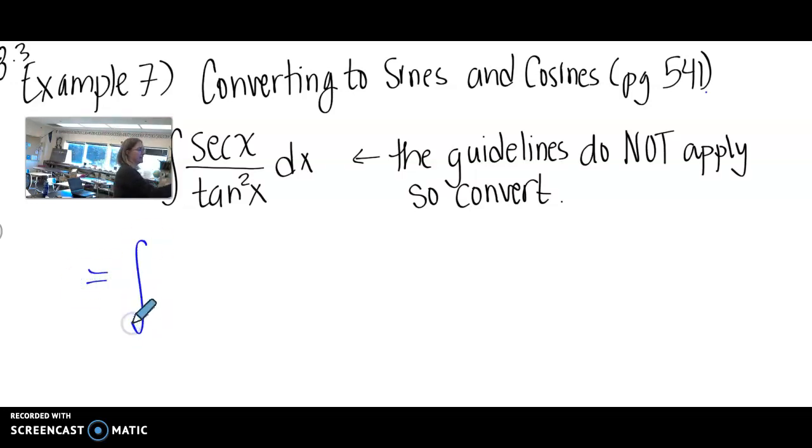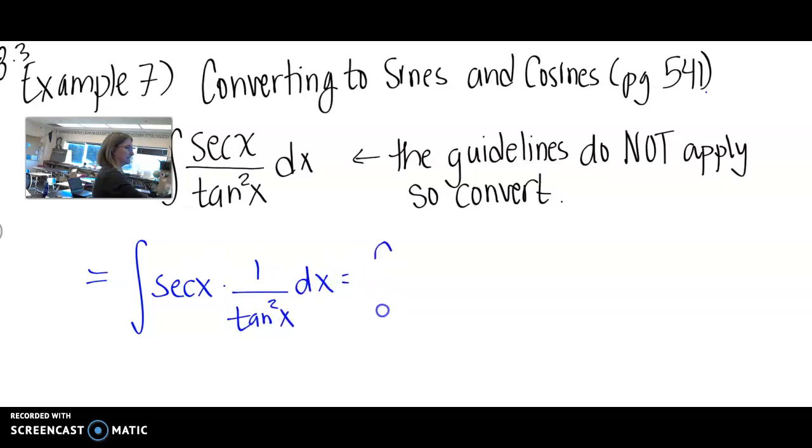integral, secant is the same thing as, I'm going to split this up. I can split it up. I'll go step by step here. We have secant of x times 1 over tangent squared x, and then my secant, converting it to sine and cosine, it's 1 over cosine. That is a reciprocal identity.